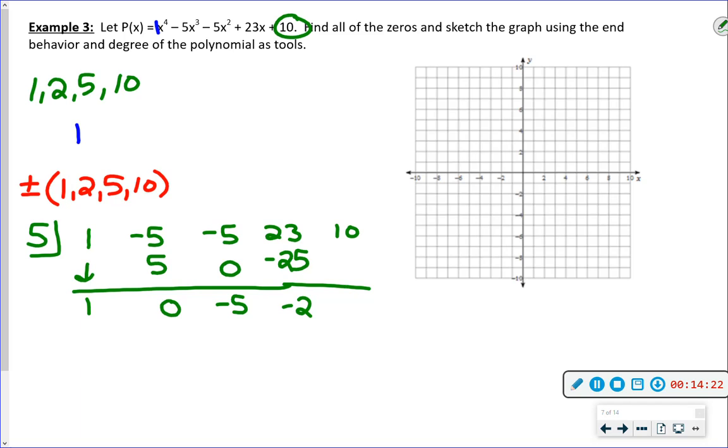5 times negative 2. How's it looking? Alex, you cheated. You looked at the answer key. There's an answer key for the notes? Yeah. Where?